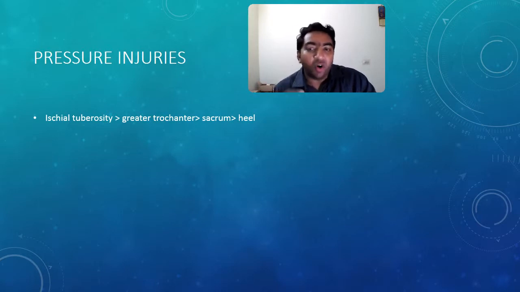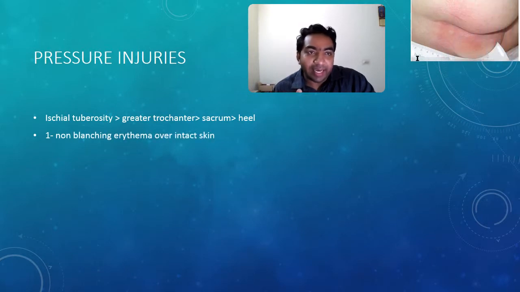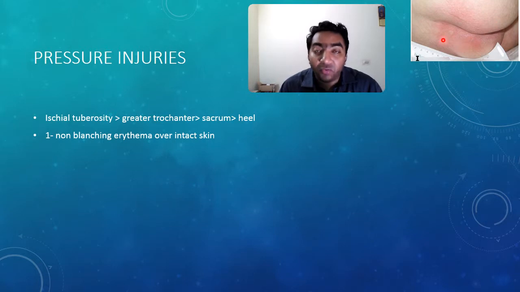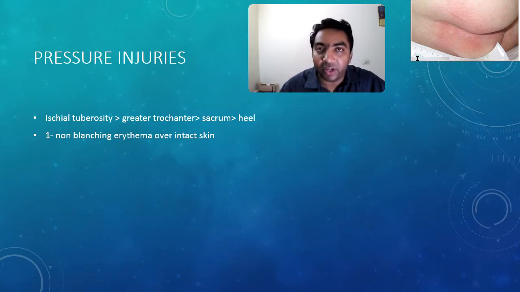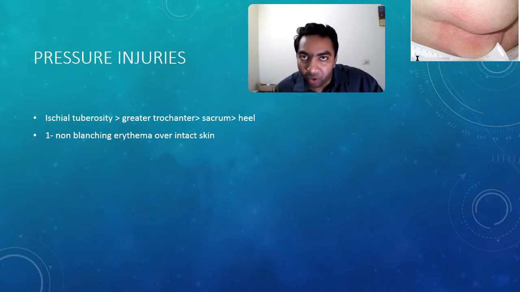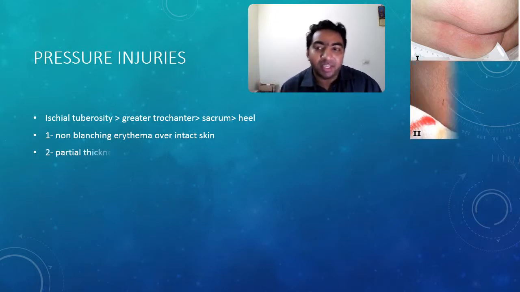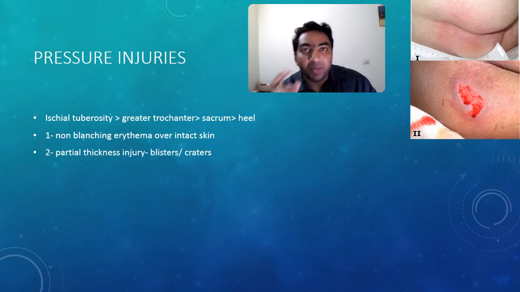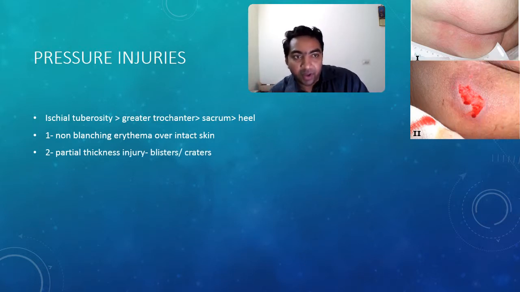Grade 1 is a non-blanching erythema over intact skin. When we see this, don't wait for the pressure sore to develop. Go buy a water bed, go buy an air bed and put the patient on that, or else he or she is going to develop a full-blown pressure sore. Grade 2 is a partial thickness injury with blisters and craters. We can see a small blister which has ruptured and formed a crater.